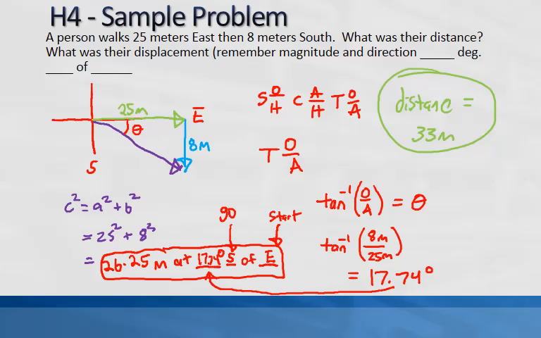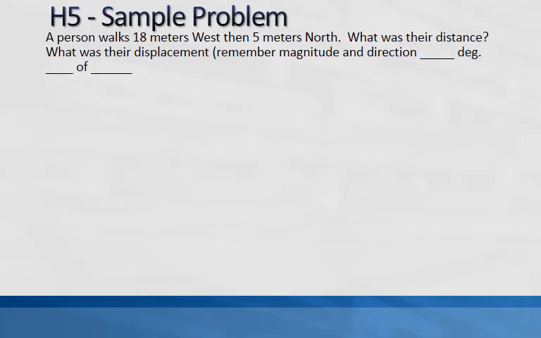The distance is 33 meters, and so we add up however far they go, and we get that there. All right, so for this one, I'm going to have you set this one all up on your own and draw this out and work this one out. A person walks 18 meters west and 5 meters north, and we want their distance and displacement, magnitude, blank degrees, blank of blank. So go ahead and pause the clip, and when you're ready to check, you can hit play to continue.